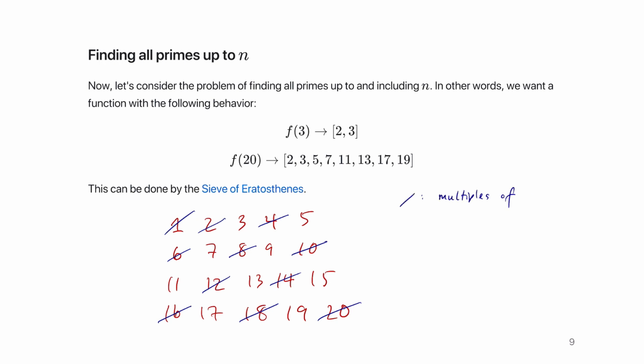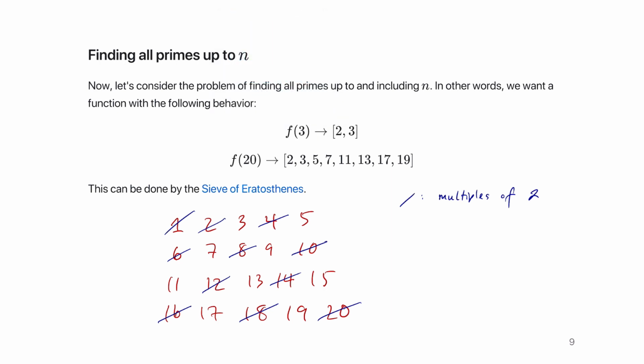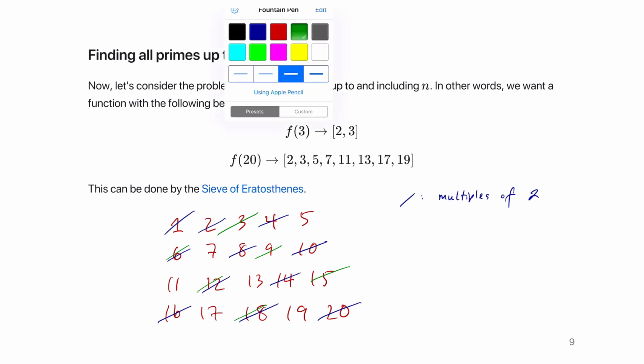So these represent multiples of 2. Now I look at the next number I see in this list, and I want to cross it out and all multiples of it. What's the next number I see that's not crossed out? 3, right? So I'm going to cross out 3 and all multiples of it. 6 is already crossed out, doesn't really matter. 9, 12, 15, 18. Now I look at the next number on the list and cross out all multiples of it.